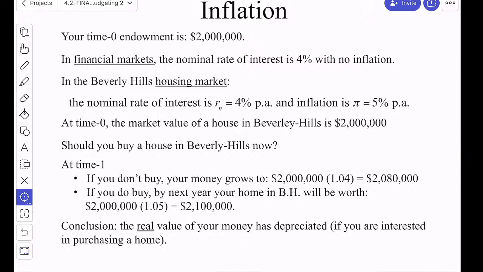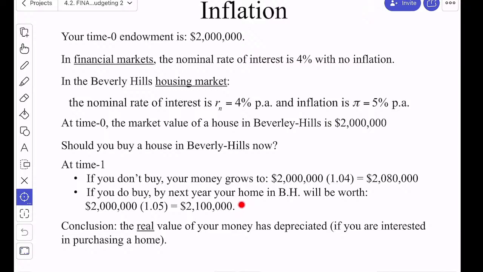So if you buy the house, your home value... Okay, so let's start. If you don't buy, then you could invest in financial markets and accrue $2,080,000 at the end. So you'll get your $2 million plus $80,000. If you do buy the home, because of inflation, the price of the home will go to $2,100,000.